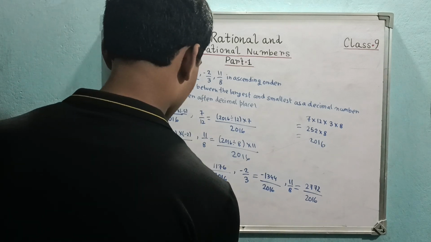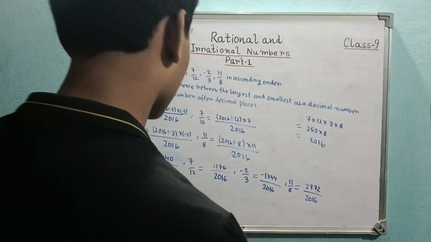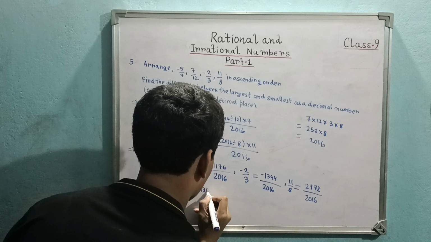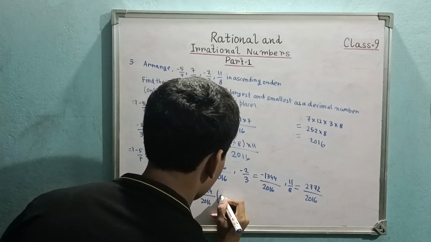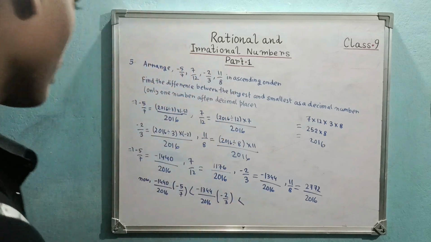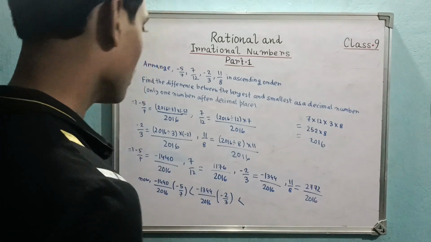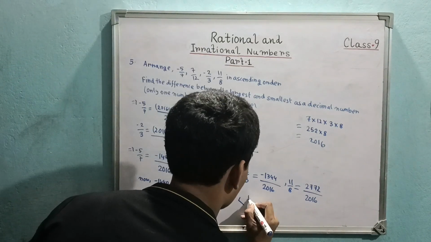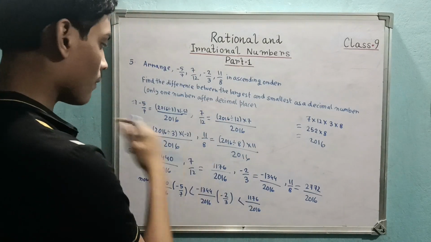It is less than the next small value in the minus, again minus 1344 by 2016, which is actually minus 2 by 3. Again, this is less than. Now on the positive side, we have this one numerator as small. So 1176 by 2016, and that's the value of 7 by 12.